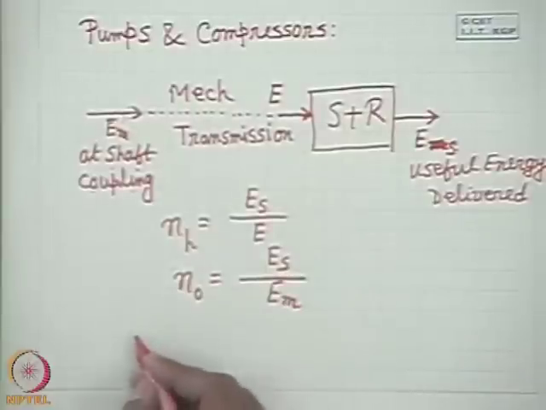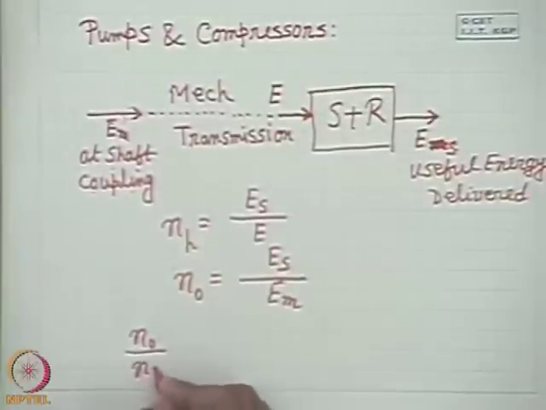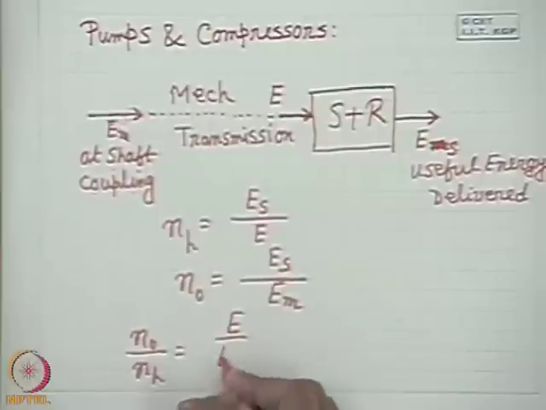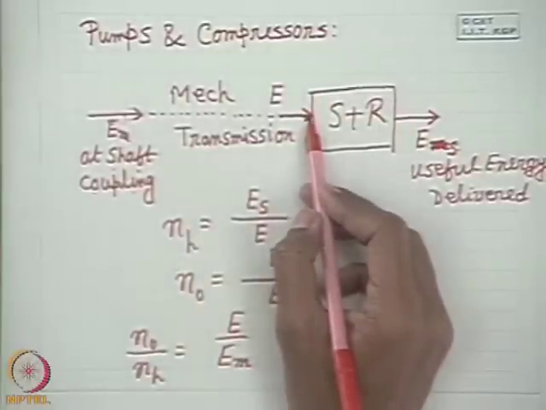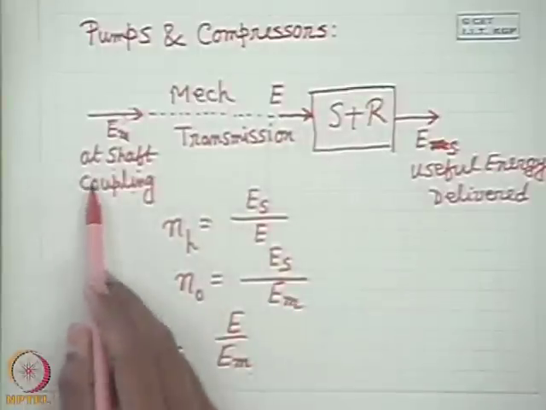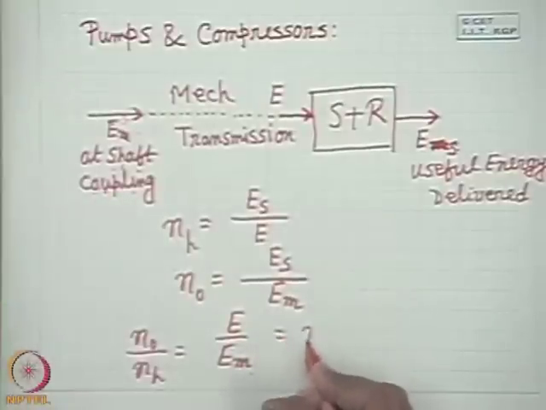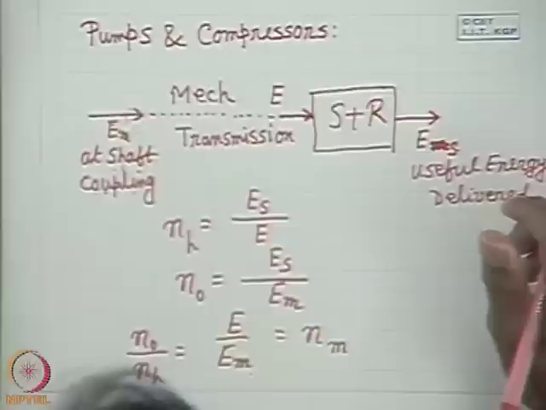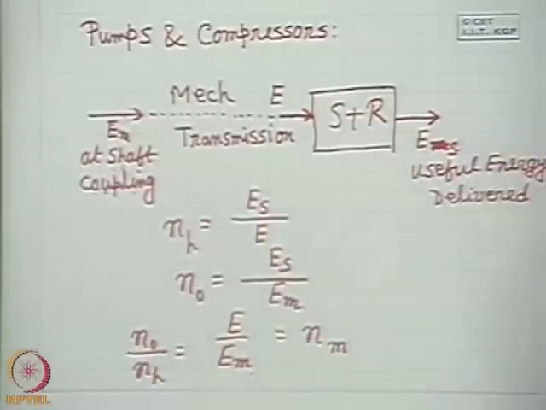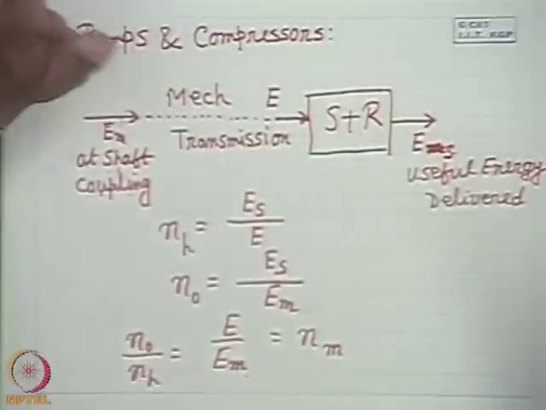So, in a similar fashion, we can write that eta O by eta H is E by EM. It remains the same. That means it is this energy which is being received by the rotor divided by the energy which is being fed at the shaft coupling, which is nothing but the mechanical efficiency and takes care of the losses in the mechanical transmission system. So, we have now recognized the different efficiencies in a fluid machine. There is the hydraulic efficiency, which concerns the energy transfer between the fluid and the rotor, and the overall efficiency, which concerns the energy transfer between the fluid and the shaft coupling, the difference between which is taken care of by the mechanical friction or the friction in the mechanical system.